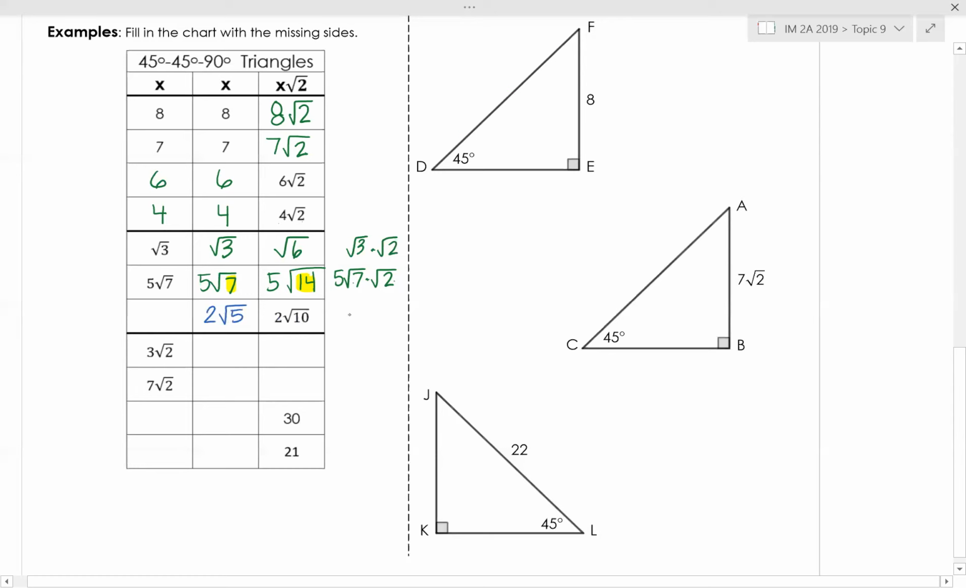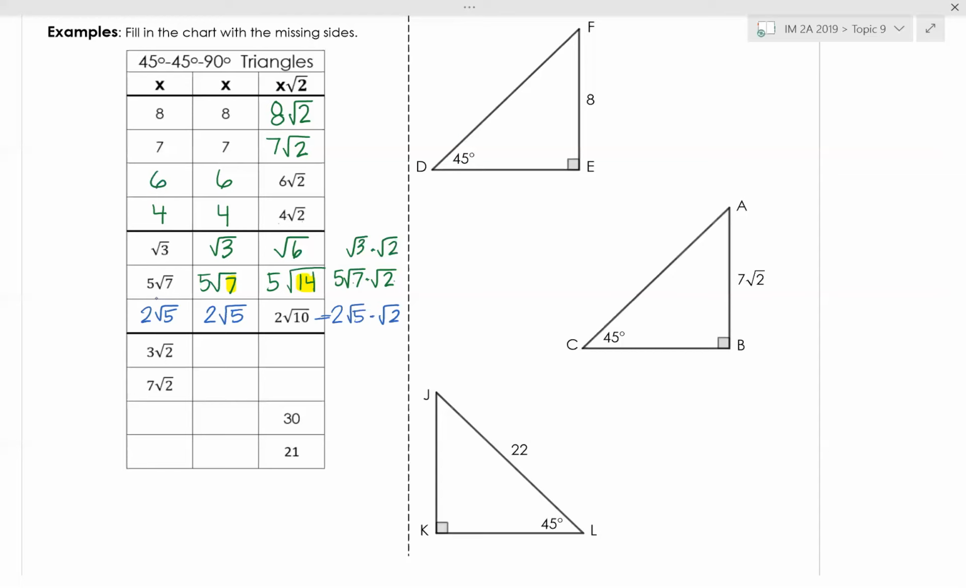Okay, and I can check that again by checking, is 2 radical 5 times radical 2, does that give me that radical 10? And it does. So when I know that value for the hypotenuse and I have a number inside a radical, half of that number is what ends up in the radical for the other two sides of the triangle.